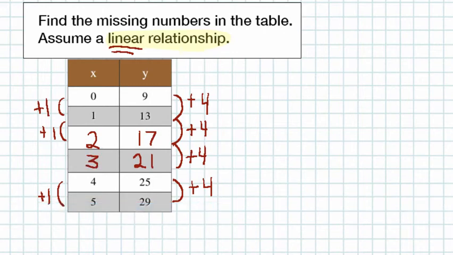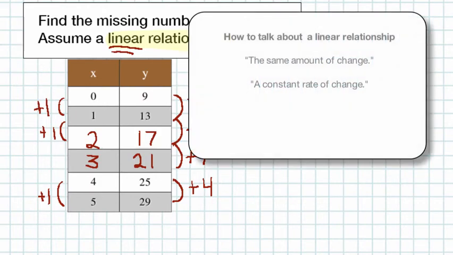So there you have it. Find the missing numbers in the table. The key to these problems is that the relationship is linear. That means the amount of change in either column will be the same amount, or it will change at a constant rate.